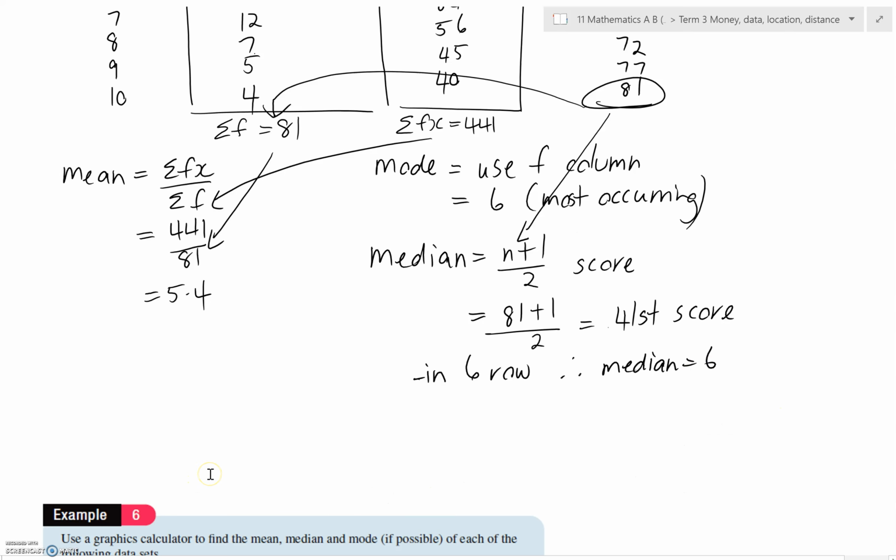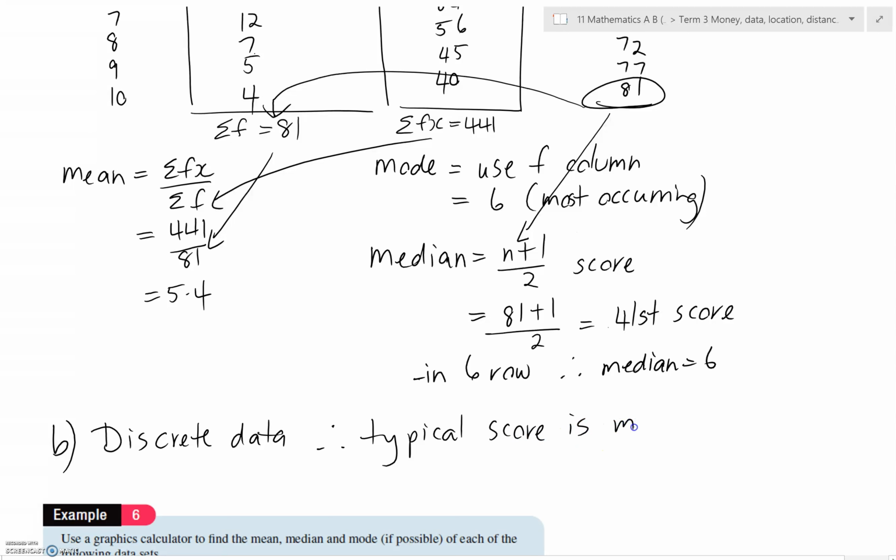Okay. Part B says, what is the typical score? Now we're working with discrete data here. Our information, well, there's no decimals or anything. There's only certain values that are included. So our typical score in this case is the median, and that is going to be 6.